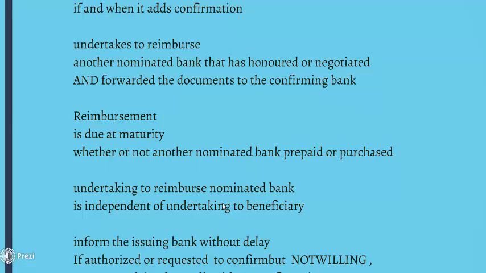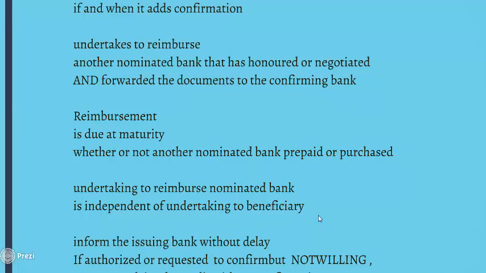The undertaking to reimburse the nominated bank is independent of the undertaking to the beneficiary. By adding confirmation, the confirming bank tells the beneficiary that country risk, bank risk and other related risk will be covered and I will be paying you because I am confirming this LC. Now, irrespective of that and independent of that, the confirming bank has to reimburse the nominated bank. If they have honored or negotiated and forwarded the documents, they have to reimburse the nominated bank.